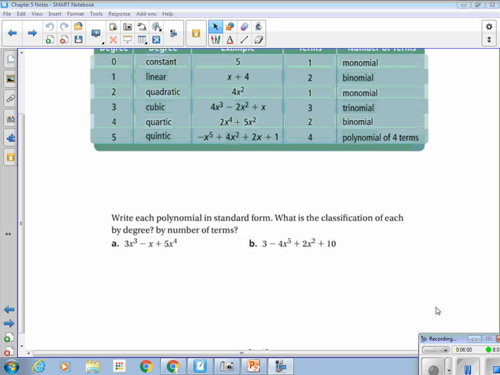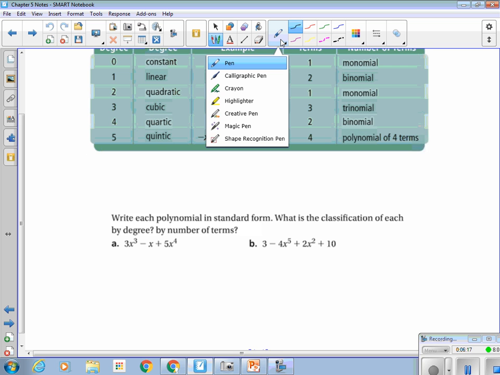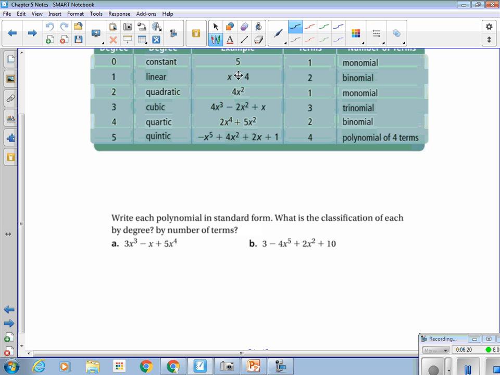All right, so for A and B, we have to write each polynomial in standard form and then classify both of them by degree and by number of terms. So standard form has the highest degree first. 5x to the 4th definitely has the higher degree, so it gets to go first. Plus 3x to the 3rd minus x. And then this is degree 4 because it's the highest exponent.